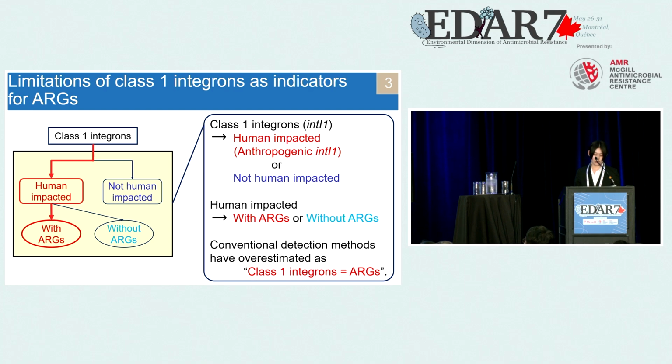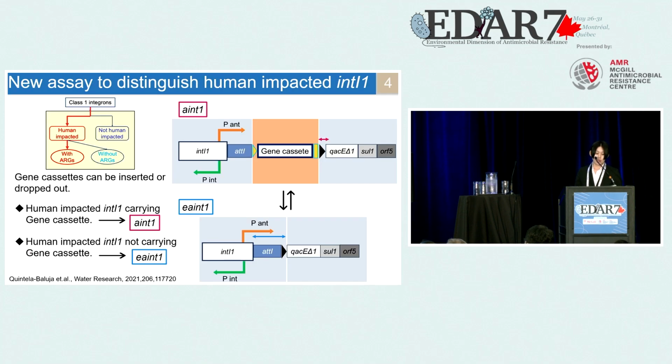Conventional detection methods have used the class 1 integron integrase gene to estimate the presence of ARGs. However, not all integrons may contain ARGs, and therefore using class 1 integrase as an indicator may overestimate the presence of ARGs. In order to assess the true risk of antibiotic resistance, it is necessary to evaluate antibiotic resistance genes of human impacted integrons. In this study, we conducted experiments using a previously developed assay to determine the presence or absence of human impacted integrons.